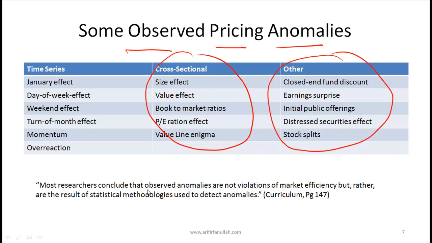Most researchers conclude that observed anomalies are not violations of market efficiency, but rather are the result of statistical methods used to detect anomalies. So the key point here is, even though anomalies have been observed, these do not in and of themselves imply that markets are not efficient. In fact, it often turns out that it is the statistical process that might be somewhat defective, and it is the statistical process or methodology that is resulting in the anomaly, and not the fact that markets are not efficient.